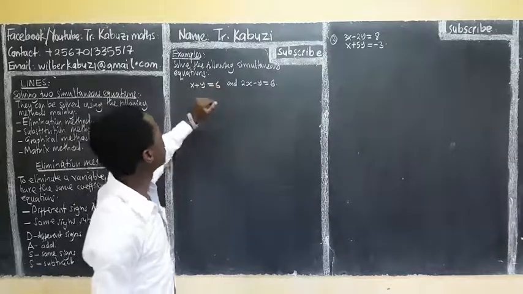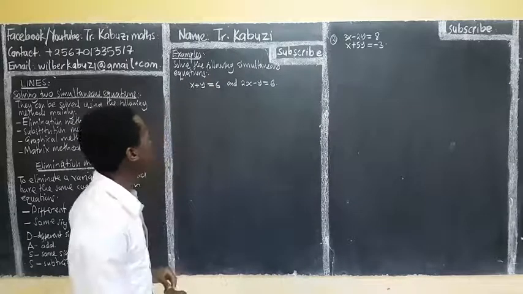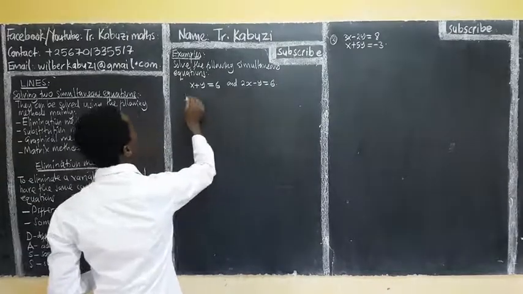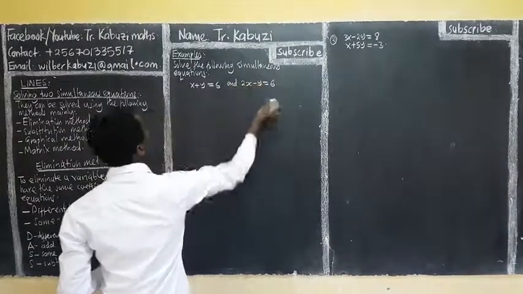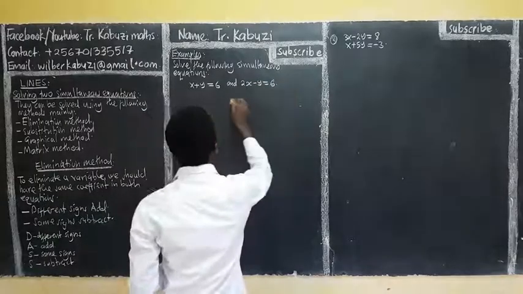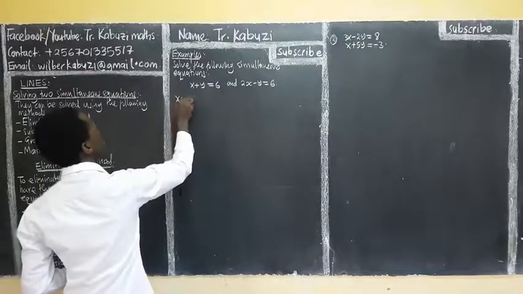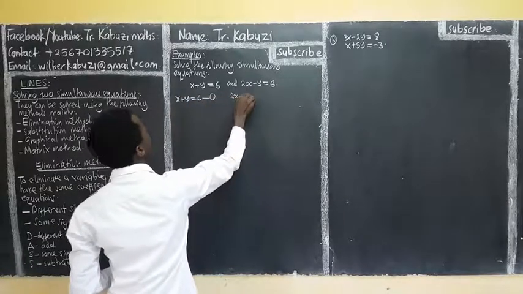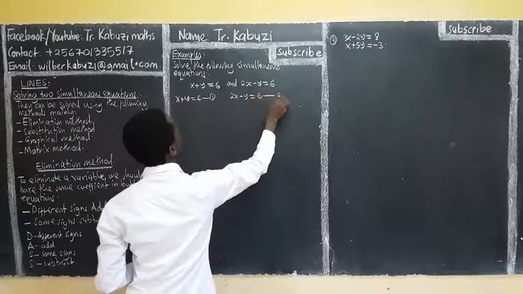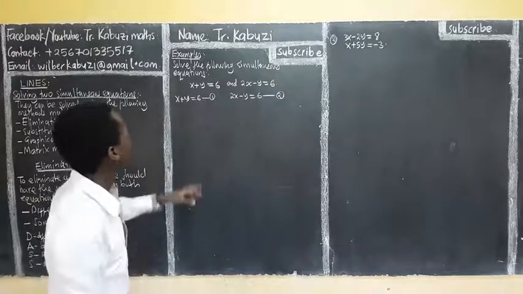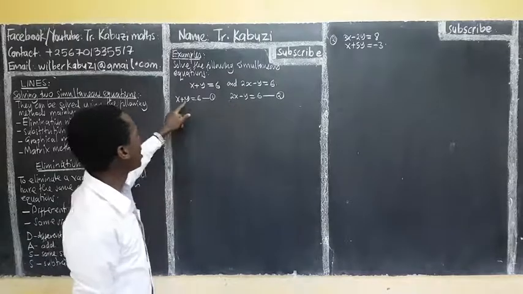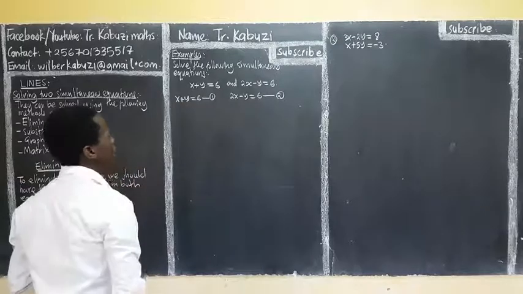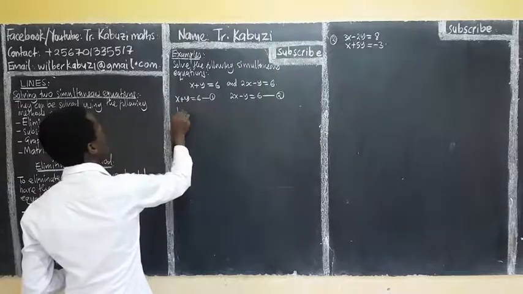So solve the following simultaneous equations. I have these two. I can call this one equation 1, then I call the other one equation 2. So I call x plus y equals 6 equation 1, then I call 2x minus y equals 6 equation 2. Now what I'm going to do is that here I can easily eliminate this y. This one is coefficient 1 and this is coefficient 1. The sign is different.